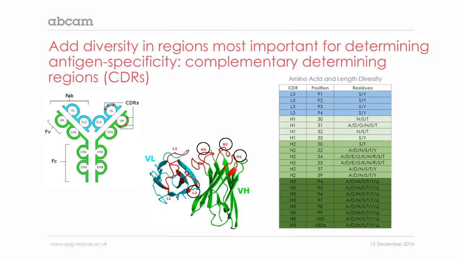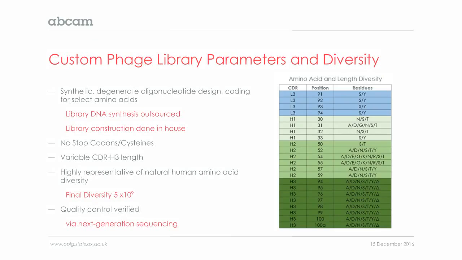So at a certain probability, we deleted that position so that we had variable length diversity in CDRH3, as CDRH3 is considered to be the most important for antigen binding. So the DNA for our library is synthetic. It was generated using degenerate oligonucleotide design, and it codes for the select amino acids shown in the table.